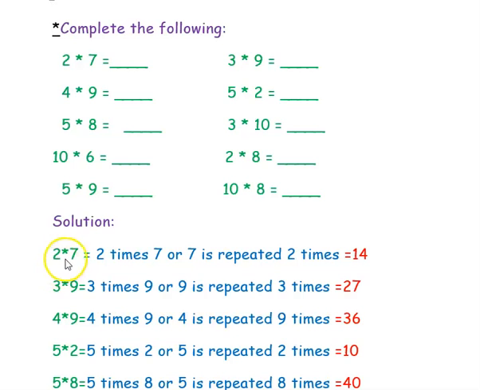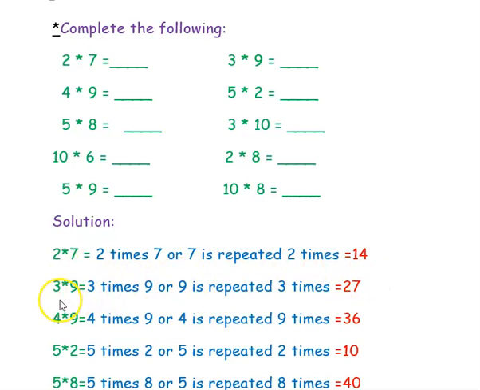The first one is 2 into 7. That is 2 times 7, or 7 repeated 2 times. So 2 times 7 means 7 plus 7. That is repeated addition. So it's nothing but 14. So 2 into 7 is 14.